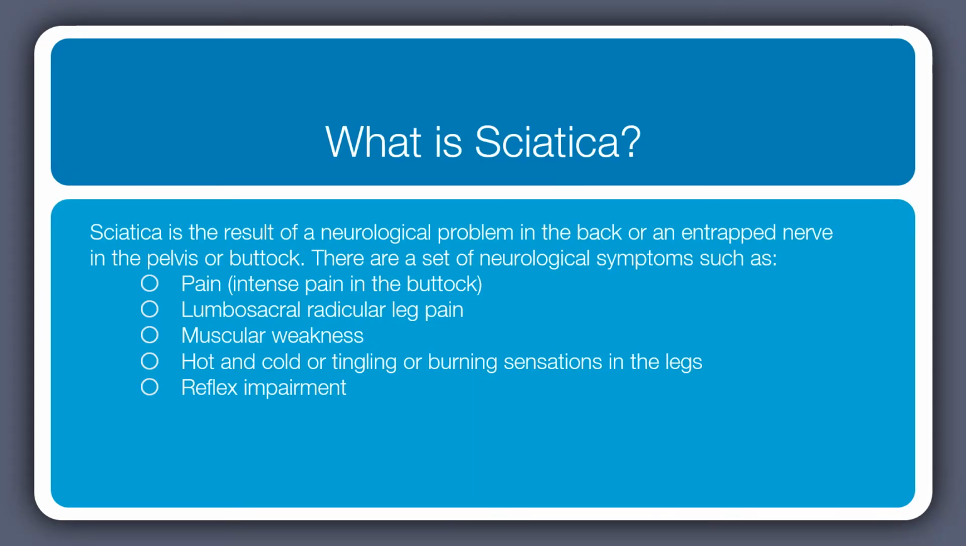Sciatica is basically compression on the sciatic nerve that comes from the low back and the sacrum and goes down the back of the leg. There's multiple places where it can be entrapped, but it generally creates pain, usually pain in the butt or in the leg. Sometimes it can create some muscular weakness, even some tingling or burning sensations in the leg. And at its worst, it can affect the reflexes of the leg.